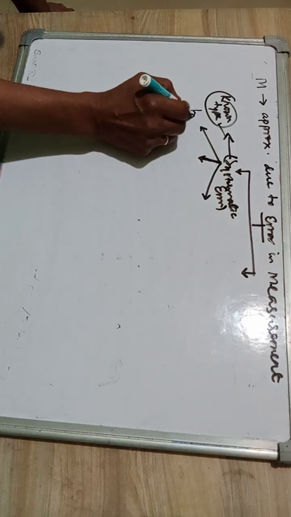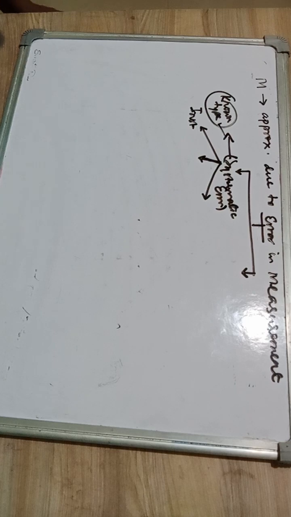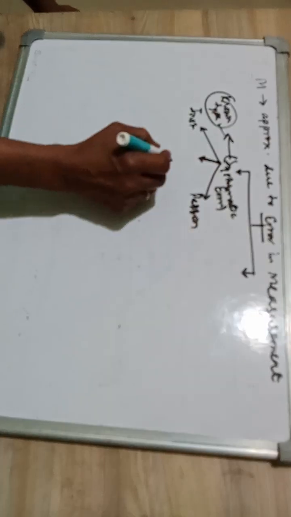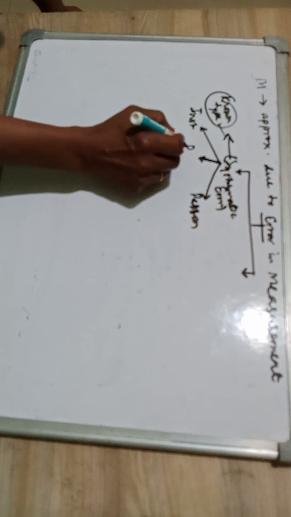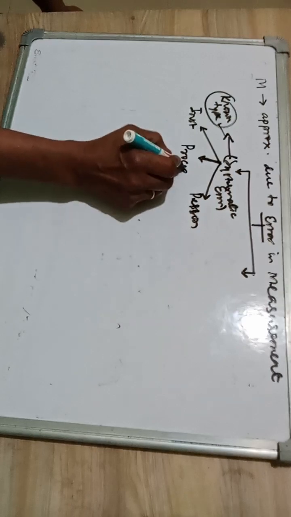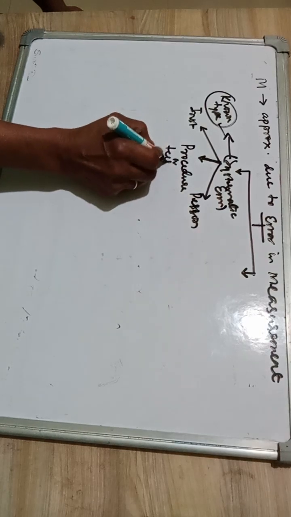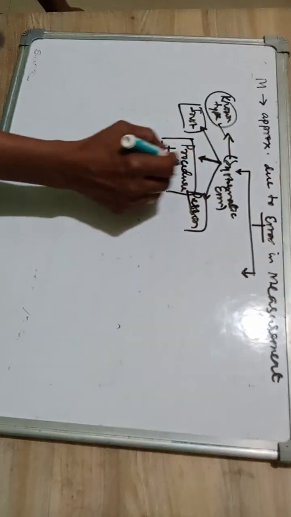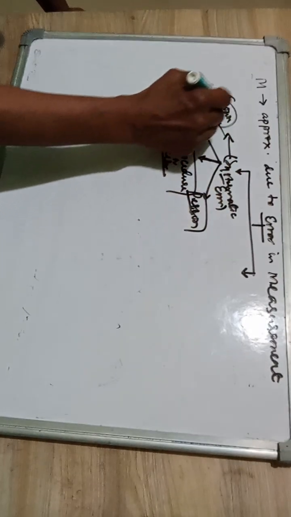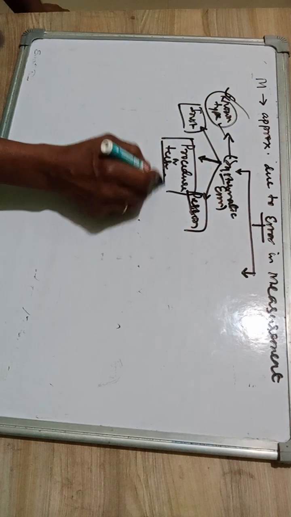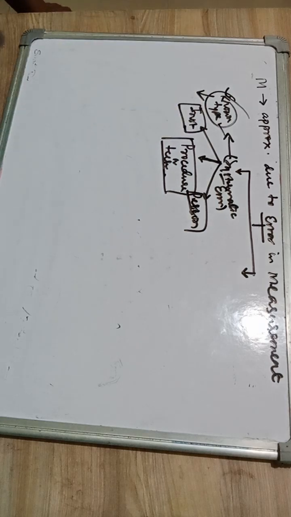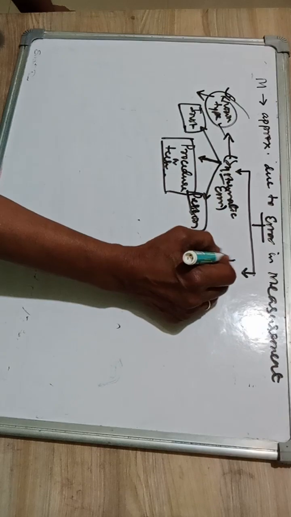It may be due to the instrument, or it may be due to the person who is measuring, or it may be due to the process or procedure or technique of measurement. So all these errors are termed as systematic error because it's known type error. Once it is known type, we can do its correction. The other type of error is random error.